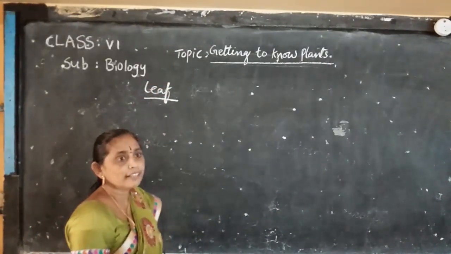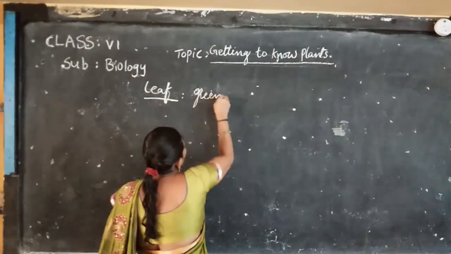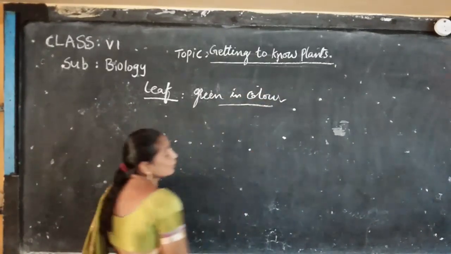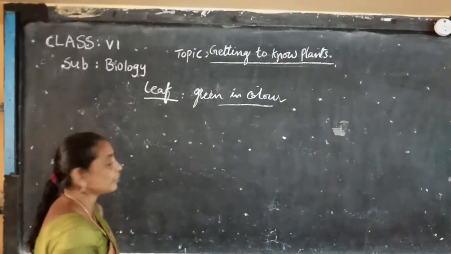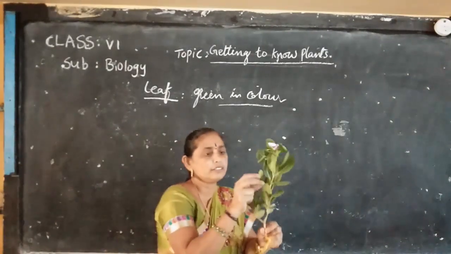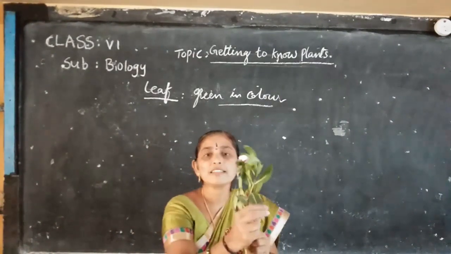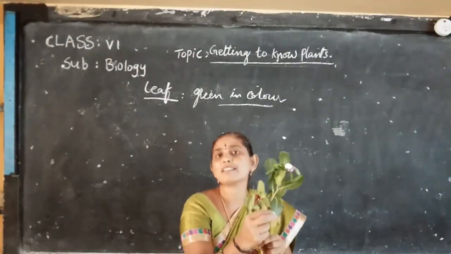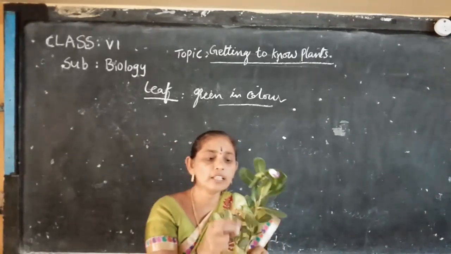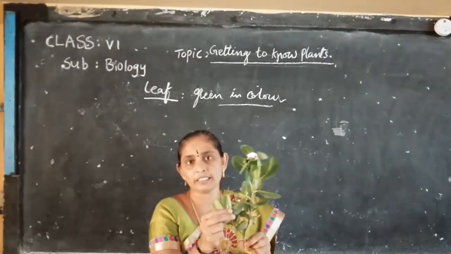Leaf is green in color. Why do leaves appear green? See, observe carefully, all leaves are green in color. Why are the leaves green? Because they contain a pigment called chlorophyll. That's why they appear green.